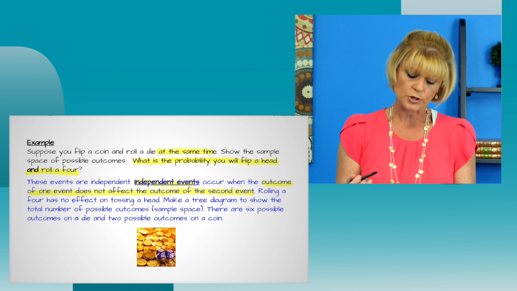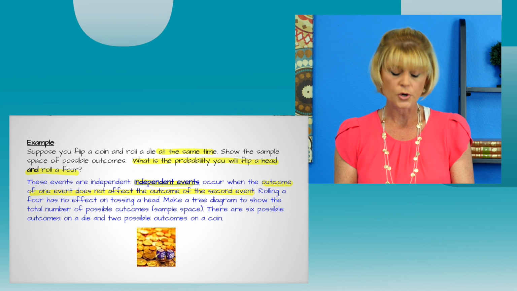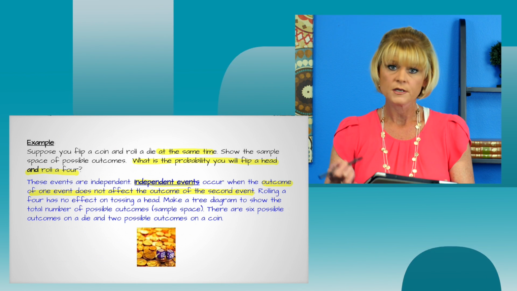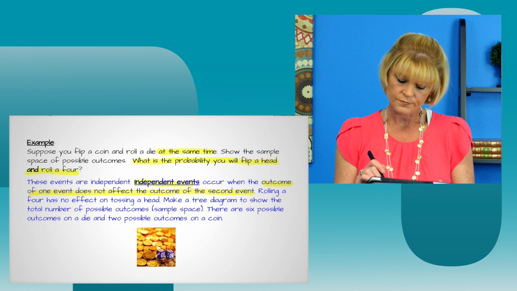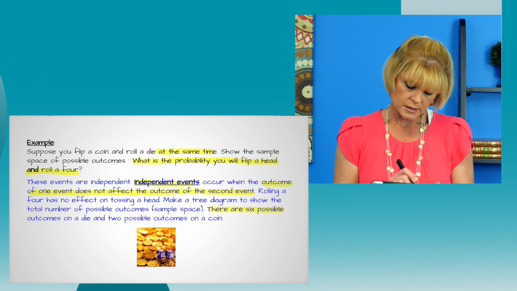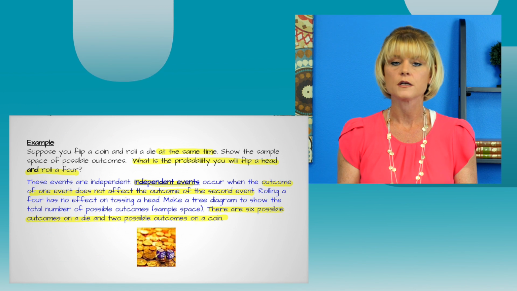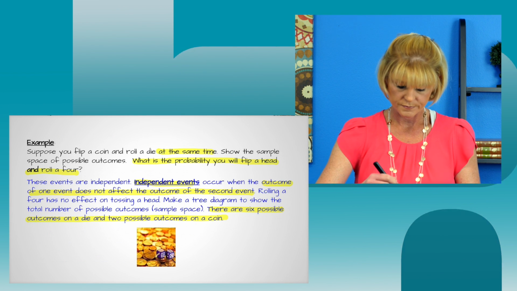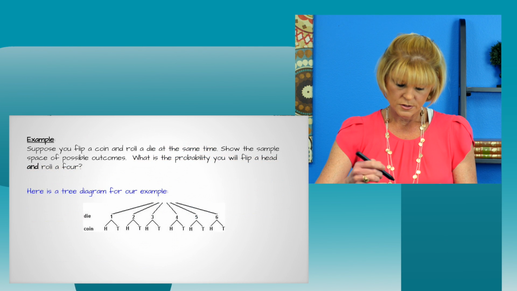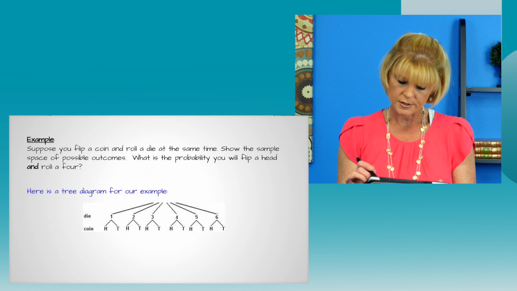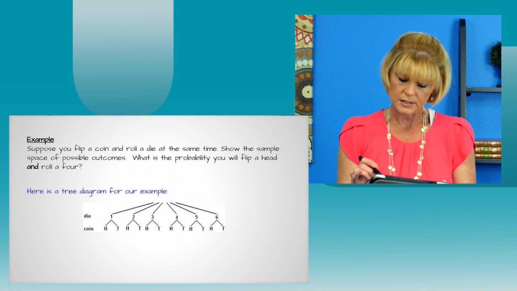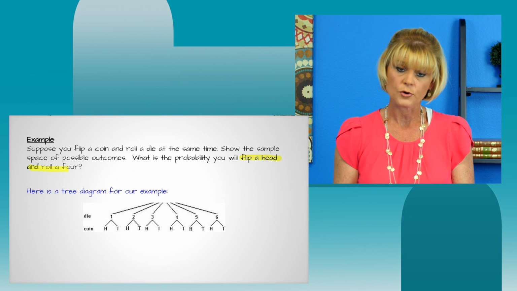And our job is to draw a tree diagram to show the total number of possible outcomes in the sample space. There are 6 possible outcomes on a die, 1 through 6. And 2 possible outcomes on a coin, heads and tails. So here's our question again, just if you need to refer to it. The question is, what's the probability that we will flip a head and roll a 4?